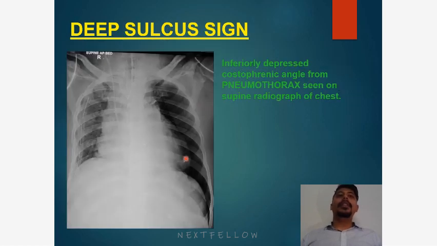Deep sulcus sign. So we can see the bronchovascular markings on this side, but there are no bronchovascular markings, and the lung on left side is radiolucent, and it gives a deep sulcus sign. It is a characteristic feature of pneumothorax.